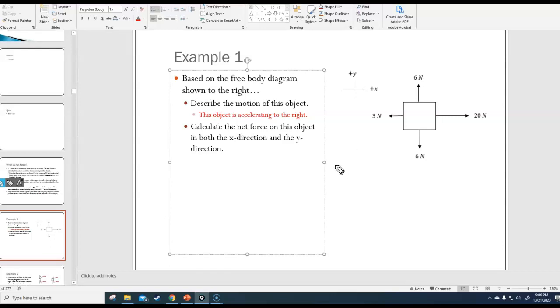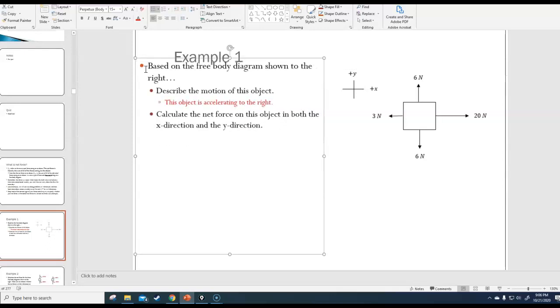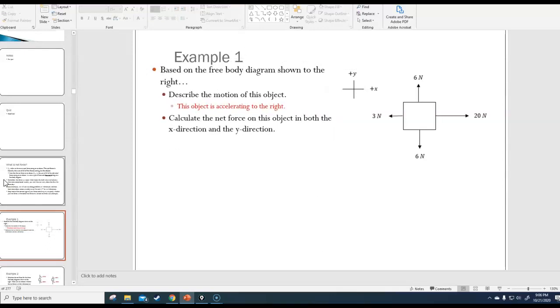What I'm going to do is find the net force in both the x direction and the y direction. So for the net force in the x direction, let me do it over here so I have space. I'm going to write F net, that's the net force. I'm going to write F net x, and I'm going to do the sum of the forces. But when I say F net x, I'm only going to add up the forces acting in the x direction.